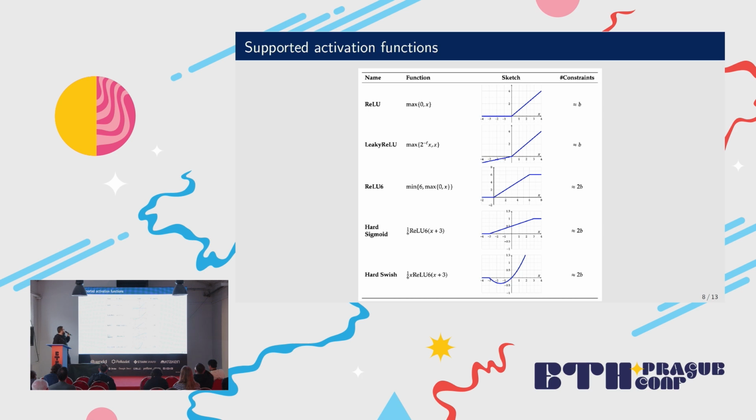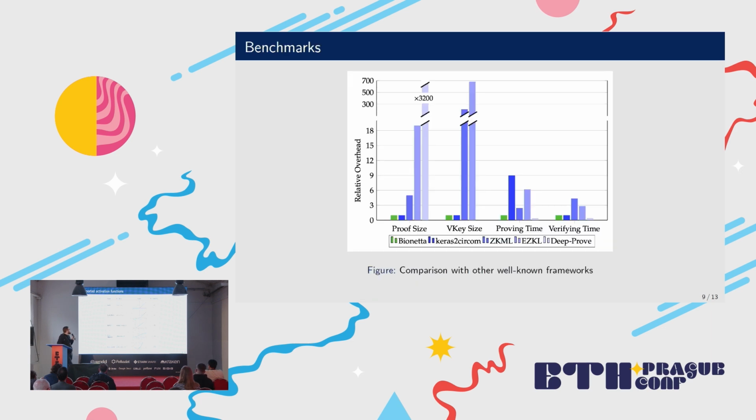There are some activation functions, and you cannot reduce the amount of constraints for activation functions because they're not linear. But additionally, you can have some optimizations that allow you to have only n or 2n constraints for each activation layer. And you can see our comparison table with other well-known frameworks for zkML.